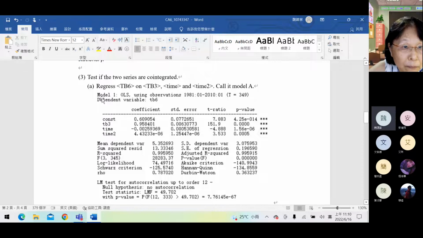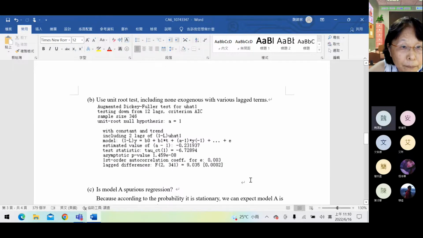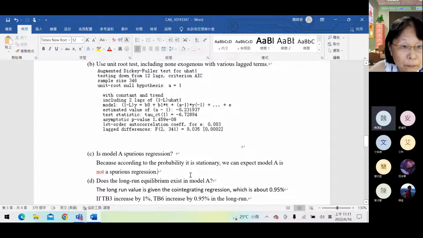Number 3, in the A part, we need to regress TB6 on TB3, time and time squared, and call it model A. And this one is my model A. In the B part, we need to use a unit root test, including non-exogenous terms with various lagged terms. And the probability is like this. And I think I made a mistake. So after my classmates' presentation, I corrected my answer. Because according to the probability it is stationary, we can accept model A is not a spurious regression.